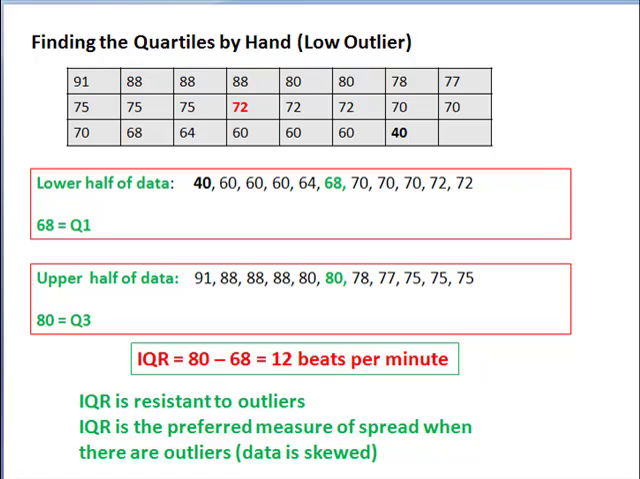So it is important to realize that the interquartile range is resistant to outliers, so that when you have a data set that is skewed because there are either high or low outliers, the interquartile range is the best measure of spread to quote.